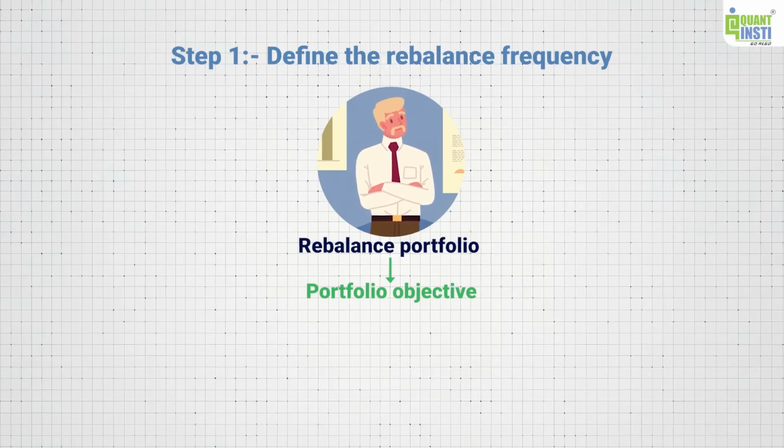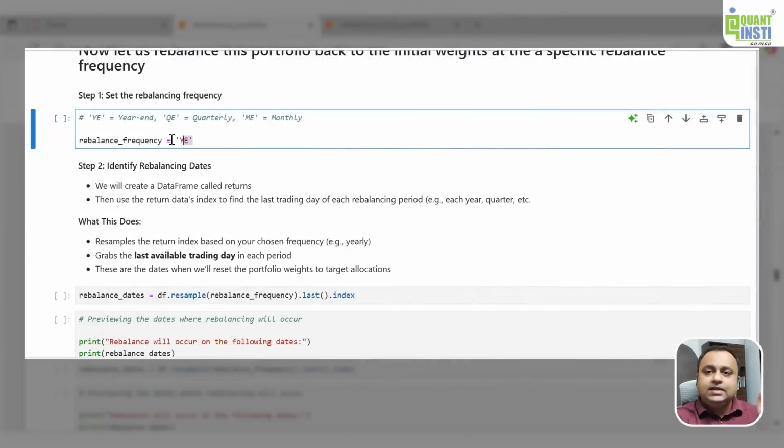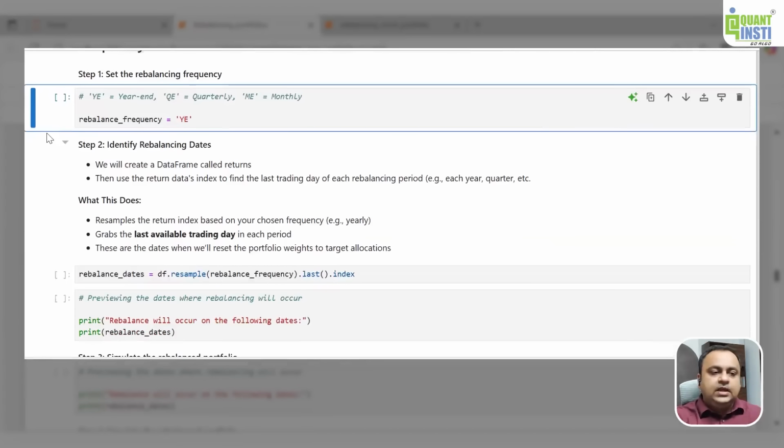Am I going to do that at the end of every month? At the end of every year? Or at the end of every quarter? So the rebalancing frequency is something which needs to be defined. Here, the rebalancing frequency I have taken is YE, which represents the year end. So at the end of every year, I'm going to be reallocating my exposure in such a way that 0.6 and 0.4, my initial weights, are maintained.